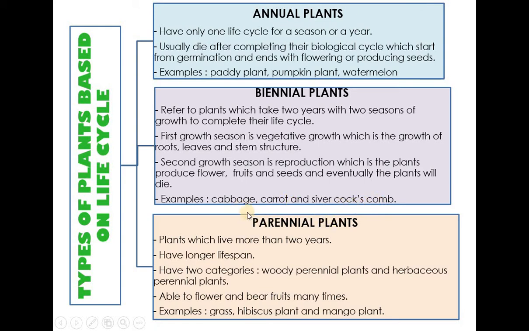Perennial plants. Perennial plants live more than 2 years, have a longer lifespan, and have 2 categories: woody perennial plants and herbaceous perennial plants. They are able to flower and bear fruits many times. Examples: grass, hibiscus plant, and mango plant.